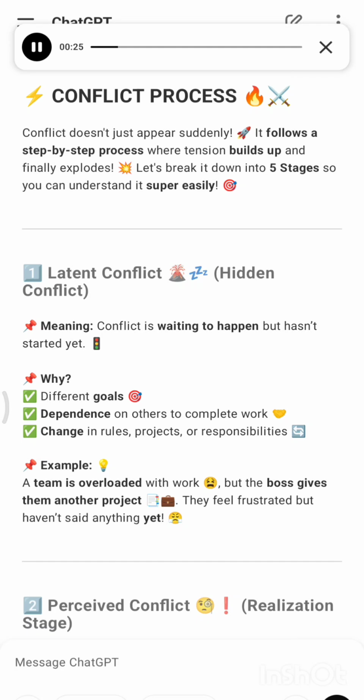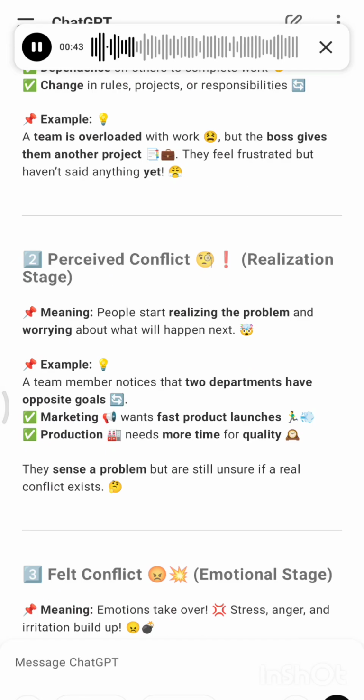Why? Different goals. Dependence on others to complete work. Change in rules, projects, or responsibilities. Example, a team is overloaded with work, but the boss gives them another project. They feel frustrated, but haven't said anything yet.